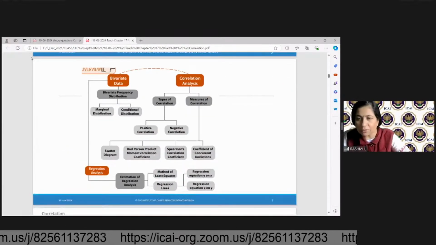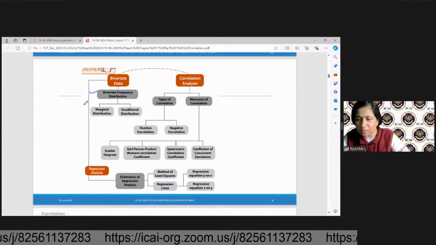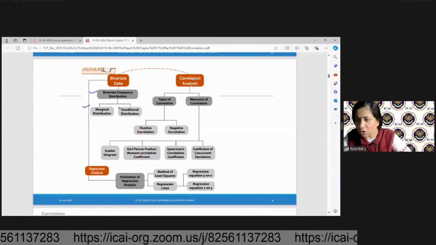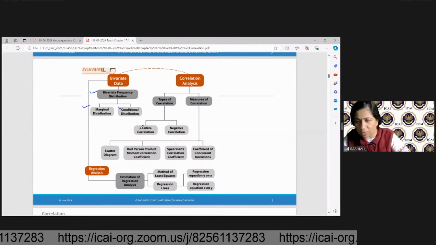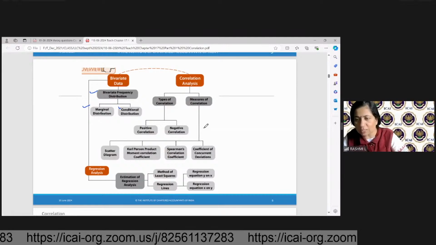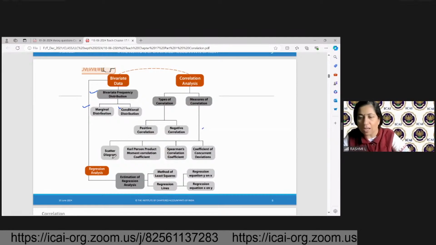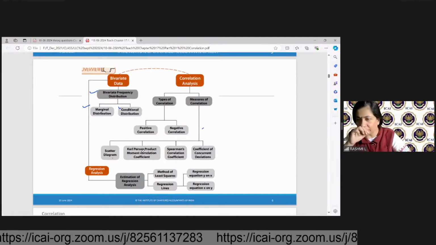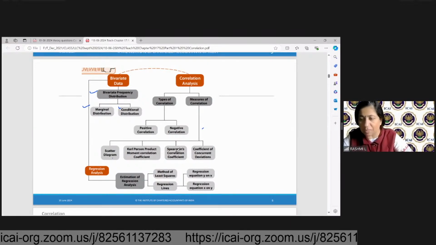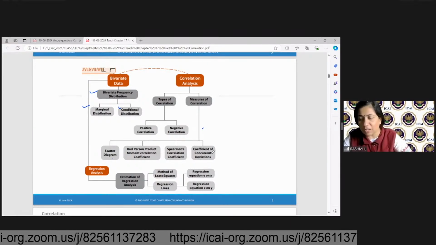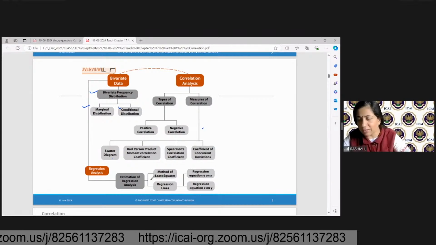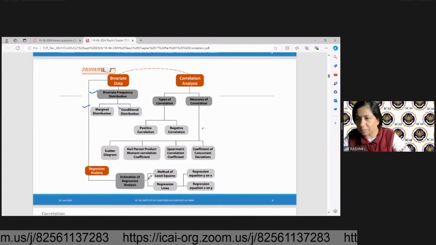So see, here we have talked about what is bivariate frequency, marginal, conditional. Now, let us talk about correlation, types of correlation, positive and negative. And how do I measure correlations? There are 4 methods: scattergram, Pearson, Spearman's rank correlation, and coefficient of concurrent deviation. And then we will go to regression next time.